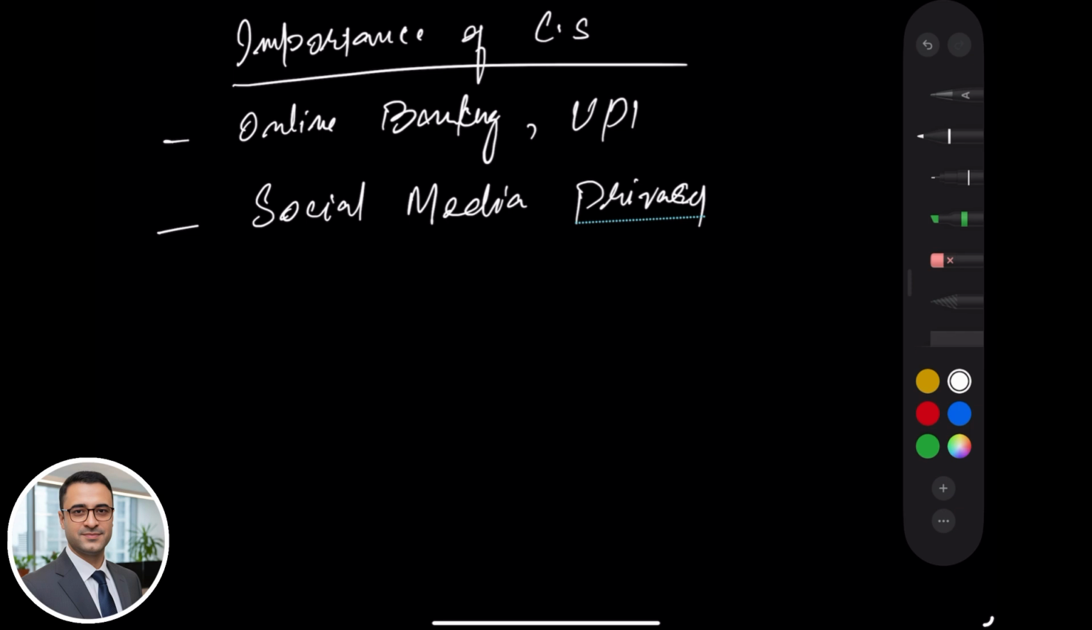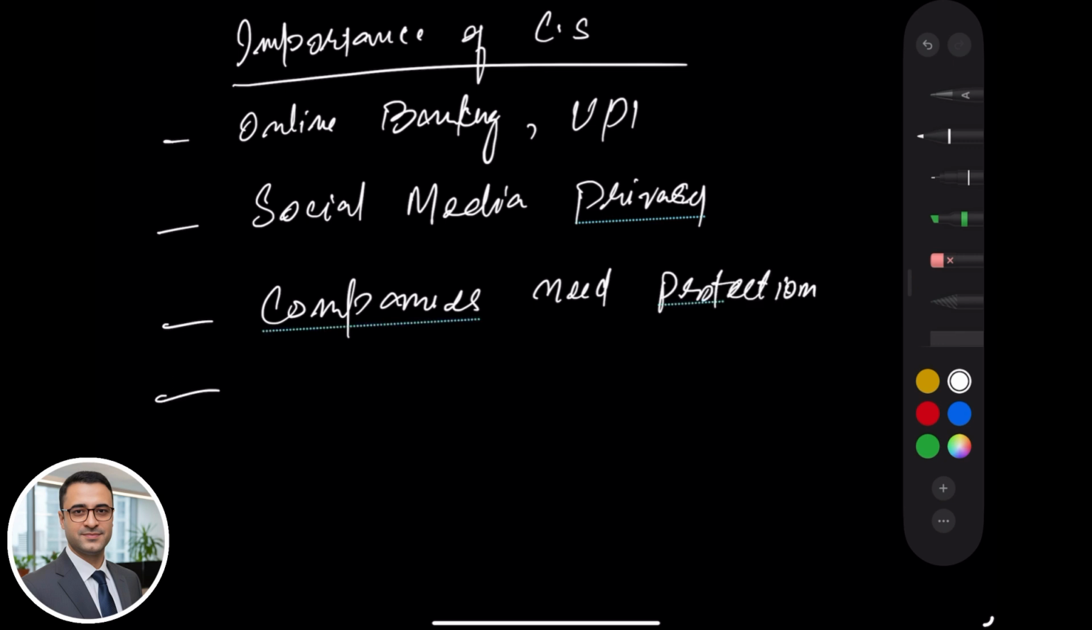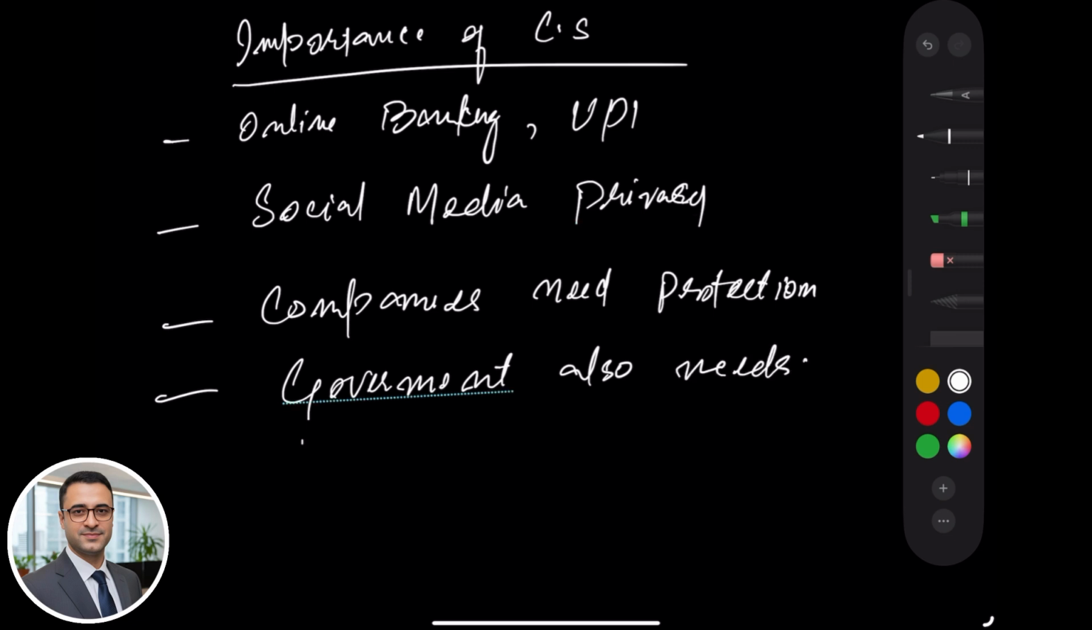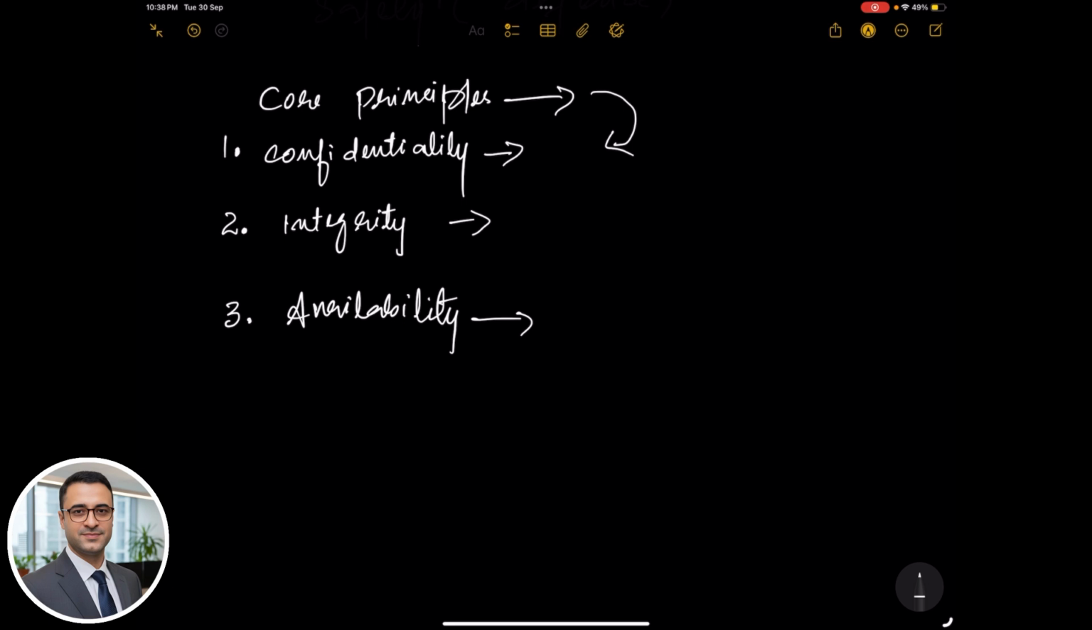Then company and government defense systems. Companies need protection in terms of data. Government also needs safety in terms of defense, so our defense mechanism should be safe and secure. Our banking system should be safe and secure. Our social media should be safe and secure. Companies, they need protection.